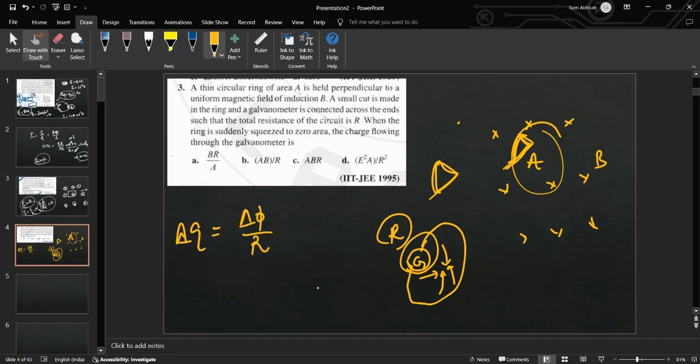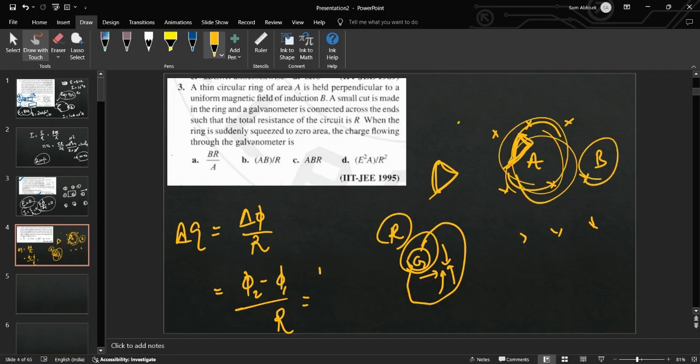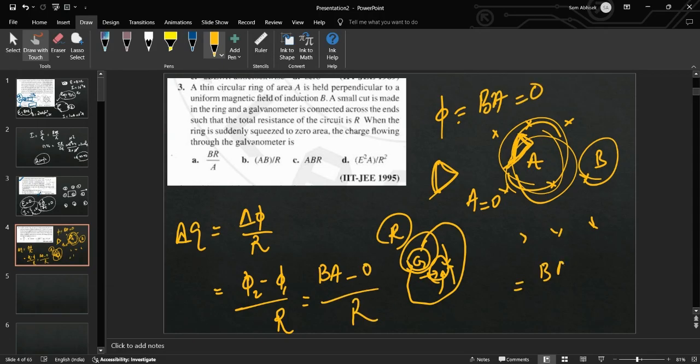So first, what was the flux in the beginning? Flux in the beginning minus flux in the final. First flux was B into A into cos theta, where theta is 0 degrees because the area vector and magnetic field are in the same direction. Now what is the final flux? It is squeezed to zero area, so the area is zero. If area is zero, flux is zero. So it's zero by R, and the answer is B A by R.